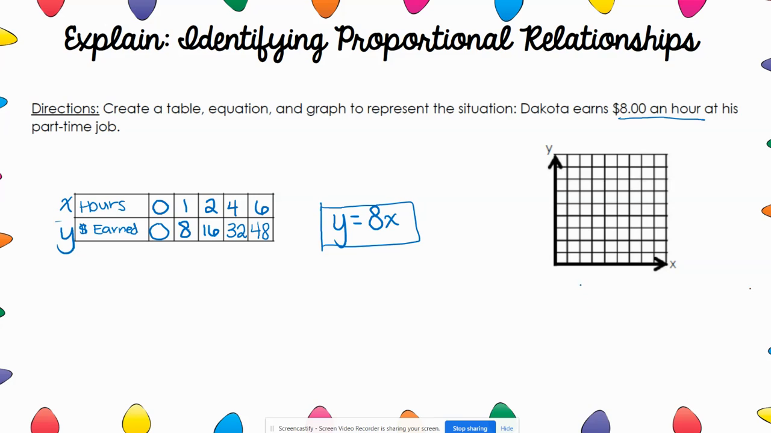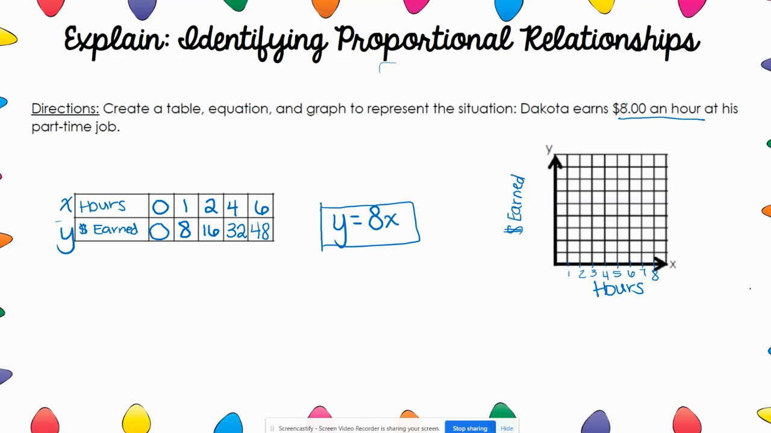We can show this on our graph by looking at our hours, because hours were our x values, and then comparing that to the amount of money earned, because that was our y value. Well, we're going to put our hours down here, 1, 2, 3, 4, 5, 6, and then it goes up to 8 here. But when I look at my money earned, it goes up to $48. Well, I do not have 48 spaces on this grid. So I'm going to skip count.